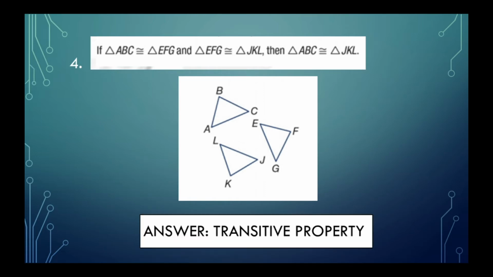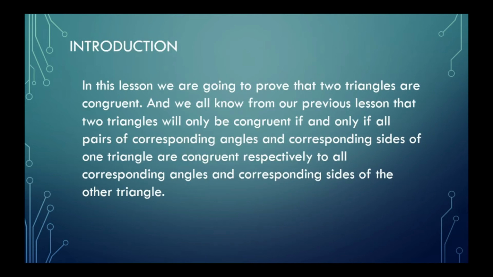Alright, so I hope you got the correct answer in our learning task number 1. This is a review of some properties and theorems that we are going to use in this lesson. So in this lesson, we are going to prove that two triangles are congruent, and we all know from our previous lesson that two triangles will only be congruent if and only if all pairs of corresponding angles and corresponding sides of one triangle are congruent respectively to all corresponding angles and corresponding sides of the other triangle.